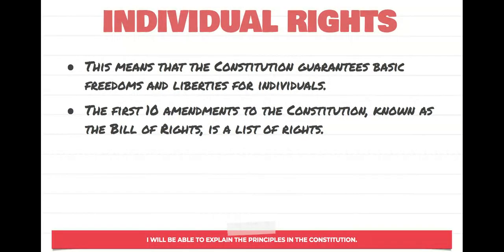Last one is individual rights. This means the Constitution guarantees basic freedoms and liberties for everyone. So the first 10 amendments in the Constitution are known as the Bill of Rights, and we're going to talk more about that as we go forward.